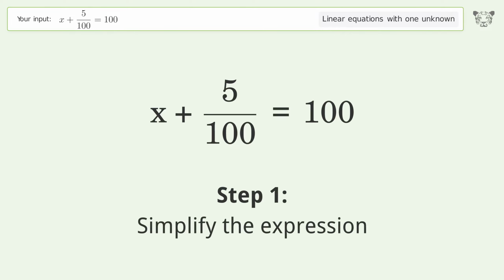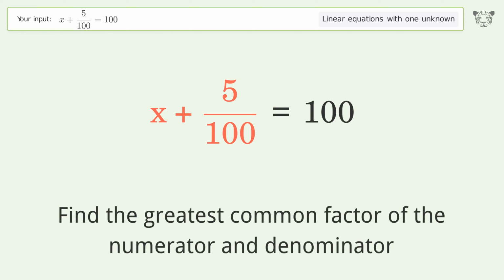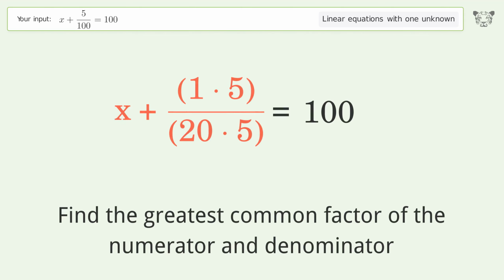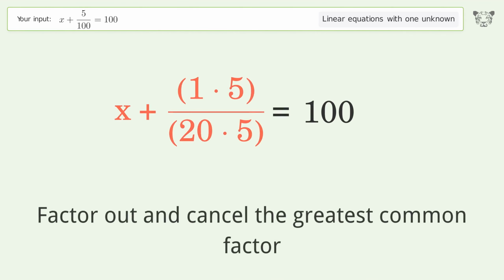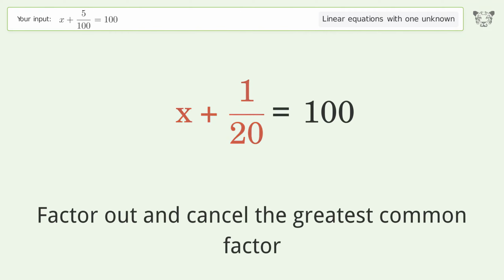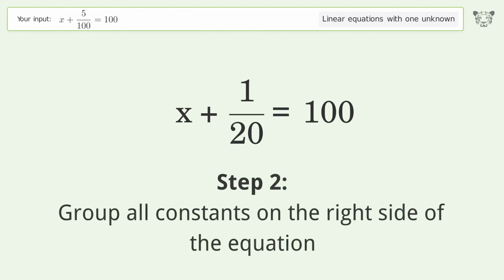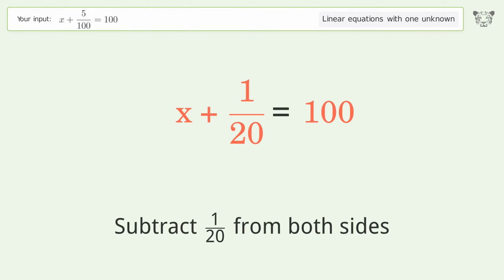Simplify the expression. Find the greatest common factor of the numerator and denominator. Factor out and cancel the greatest common factor. Group all constants on the right side of the equation. Subtract 1 over 20 from both sides.